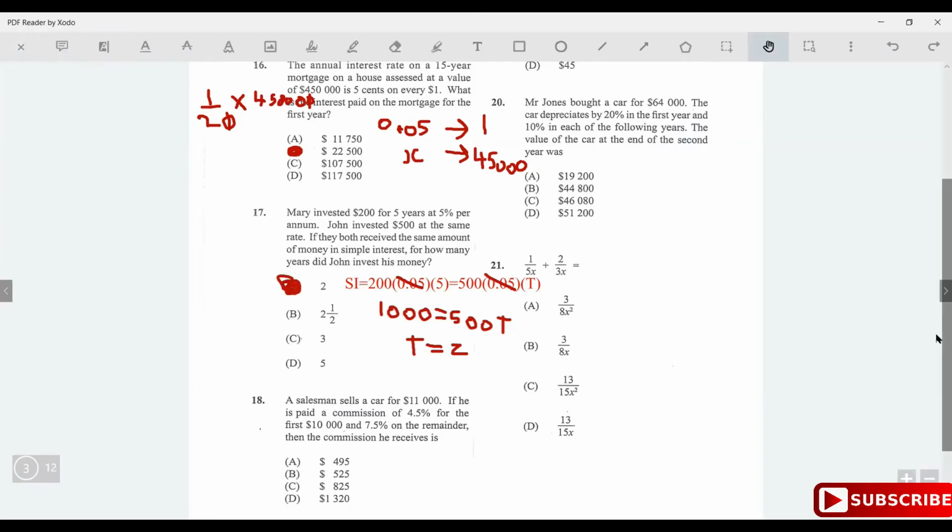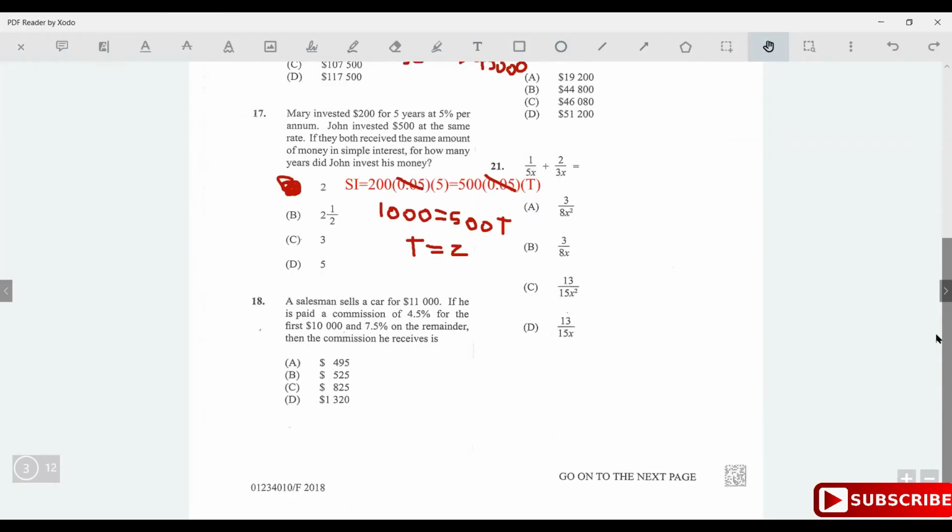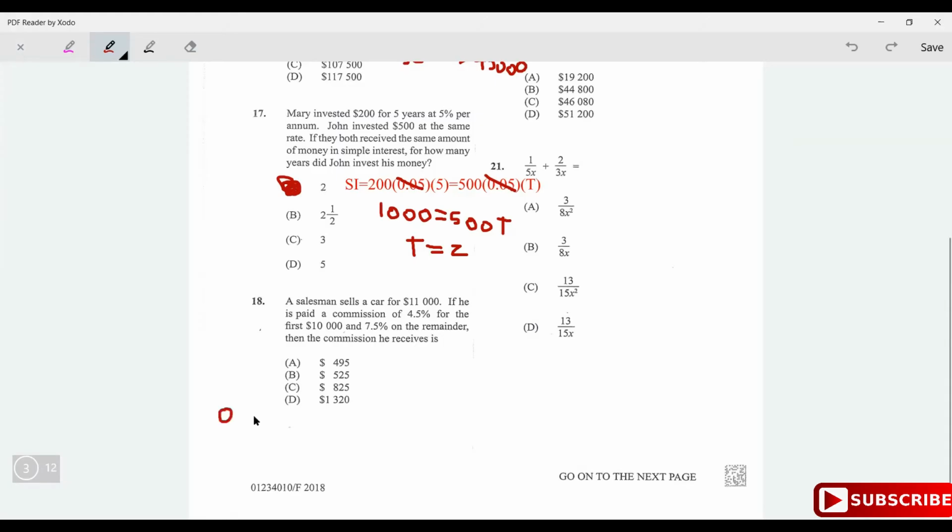Next question. A salesman sells a car at $11,000. If he is paid a commission of 4.5% of the first 10,000 and 7.5% of the remainder, how much is he paid? So they pay him 4.5% of 11,000. So we need to find 4.5% of 11,000. Okay, 4.5%. I'm going to work with it as a decimal, 0.045, and I'm multiplying this times 11,000.